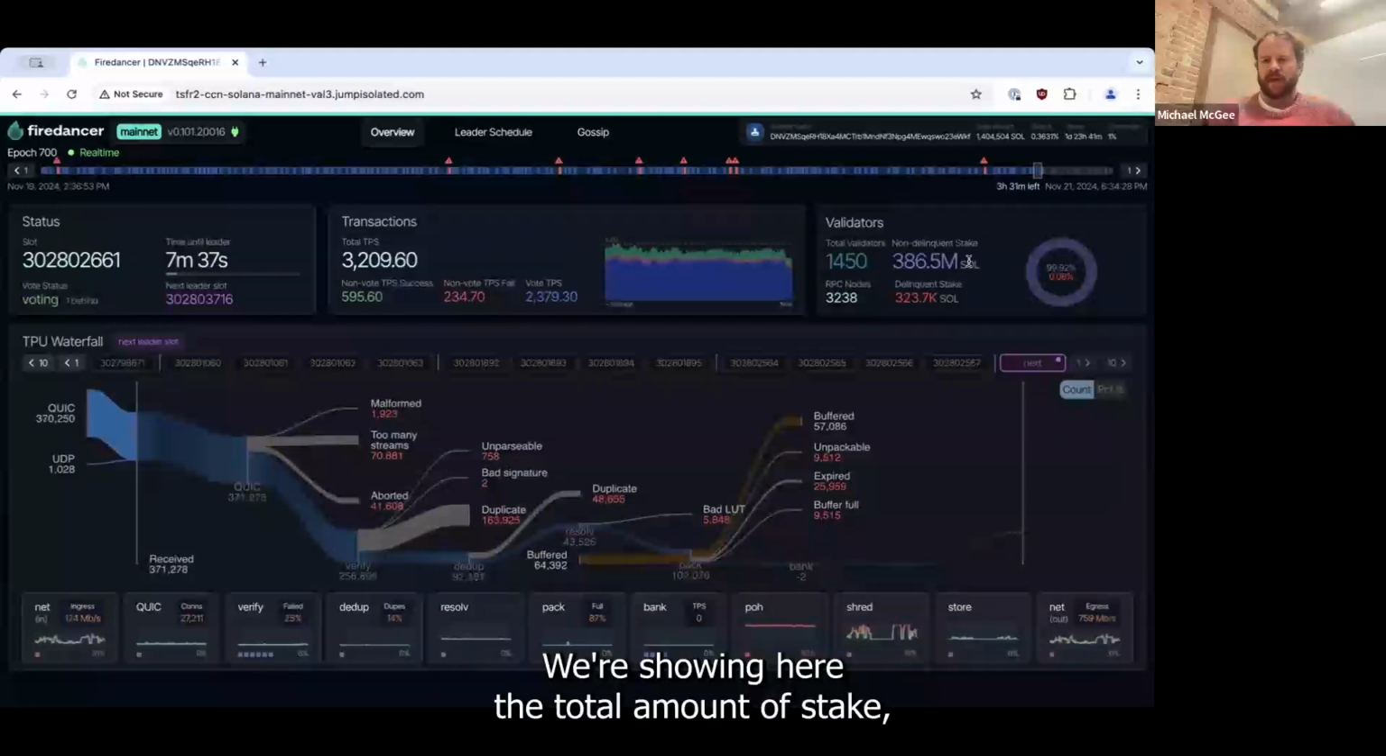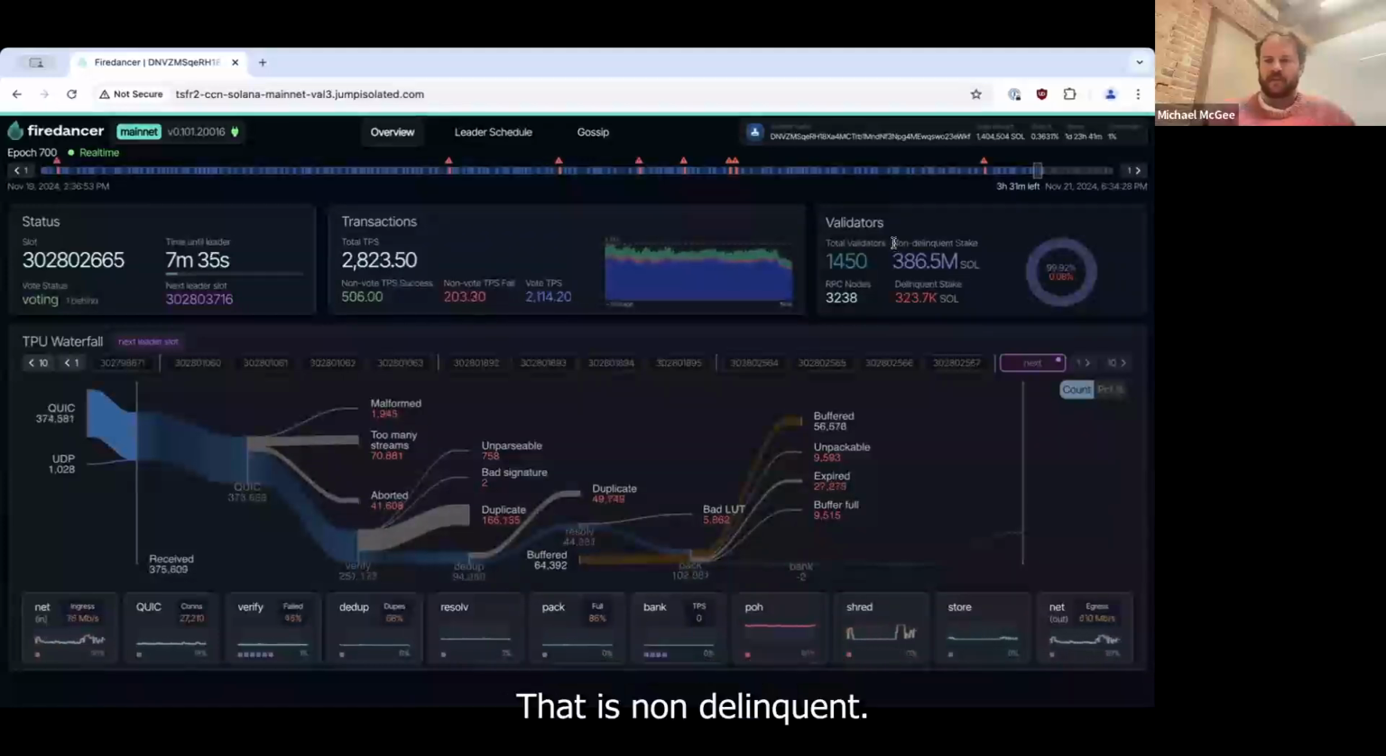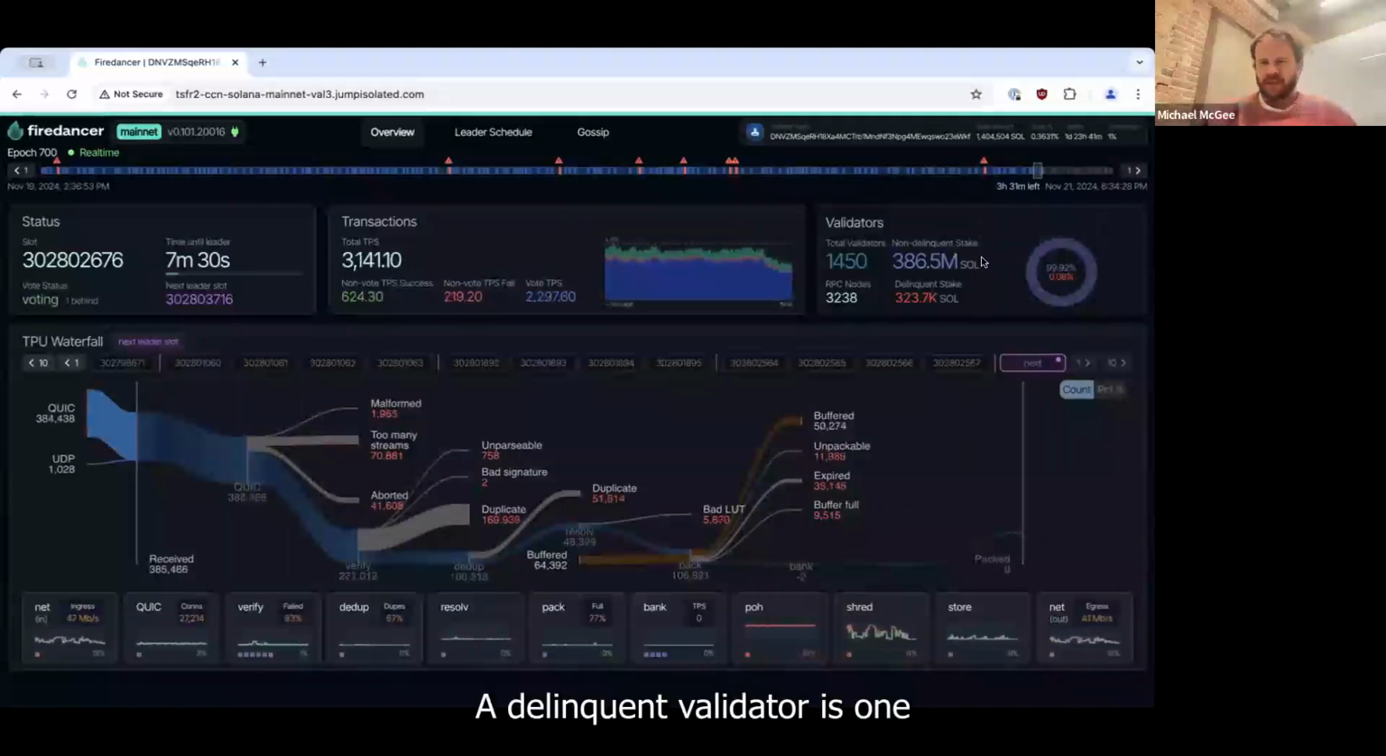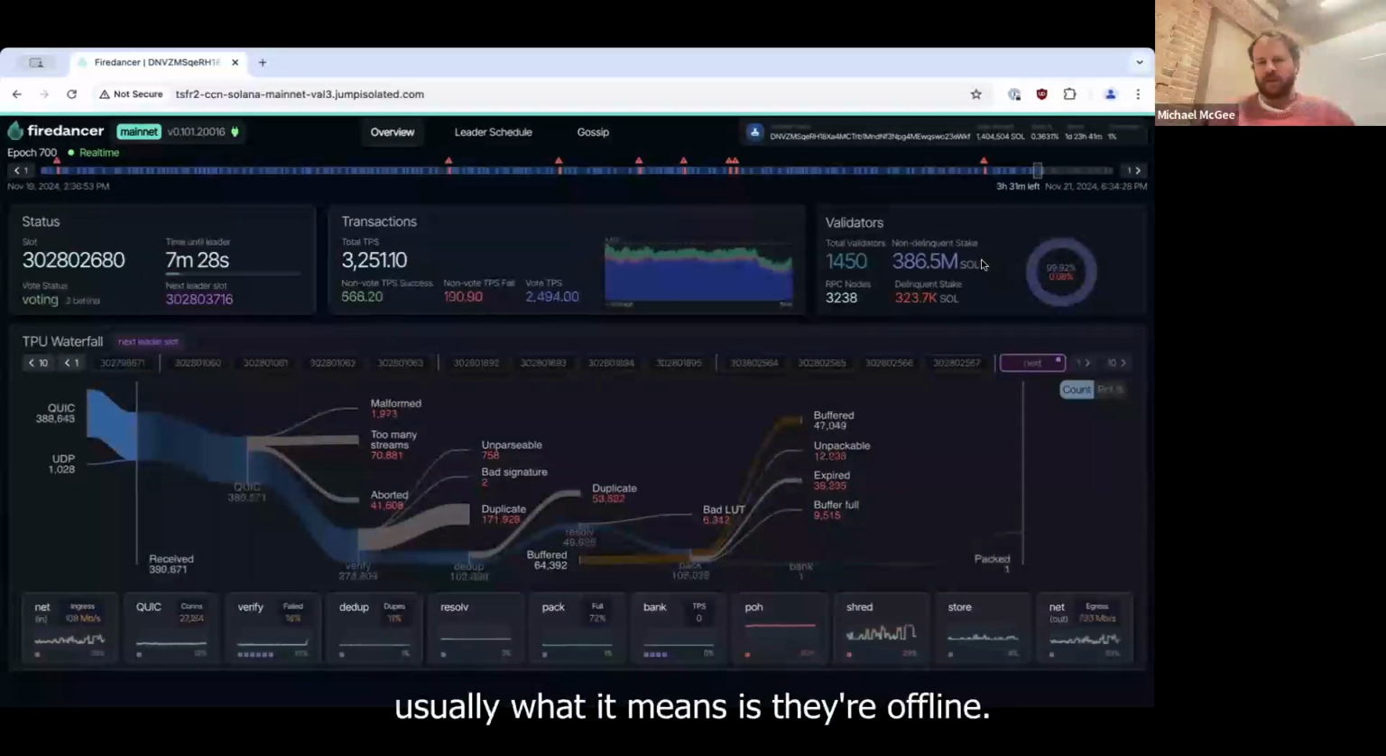We're showing here the total amount of stake that is non-delinquent. And so this is this blue amount. A delinquent validator is one, usually what it means is they're offline.